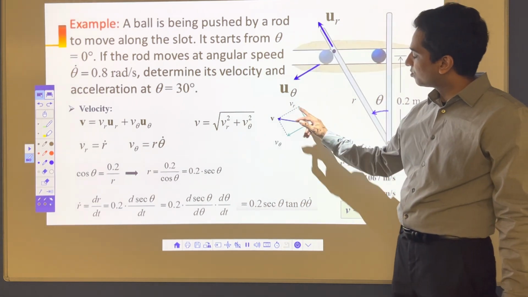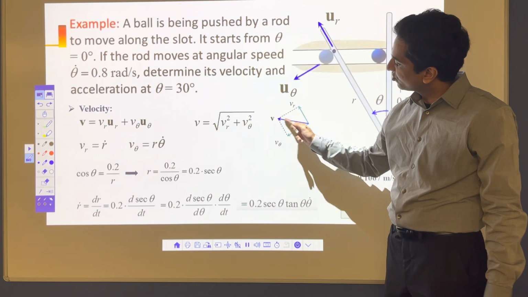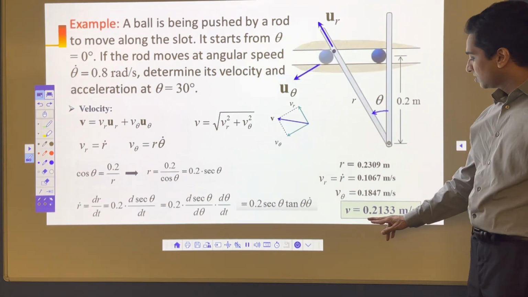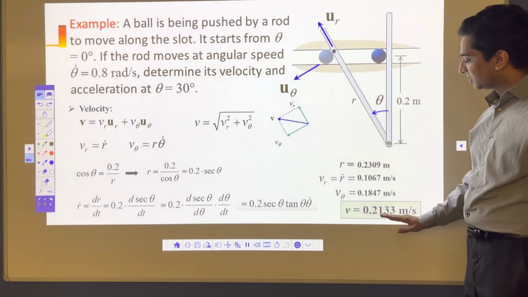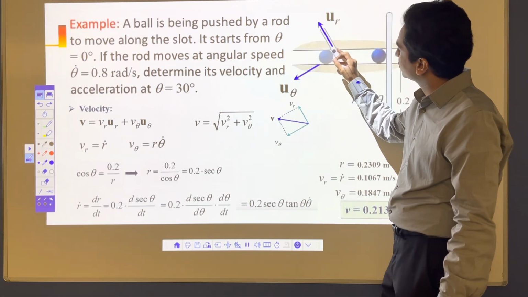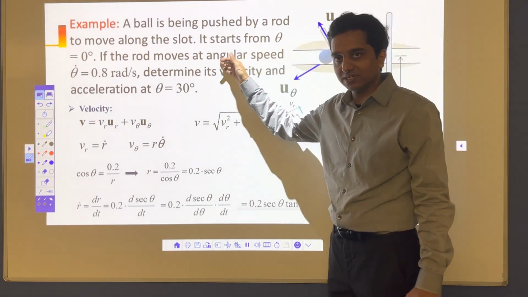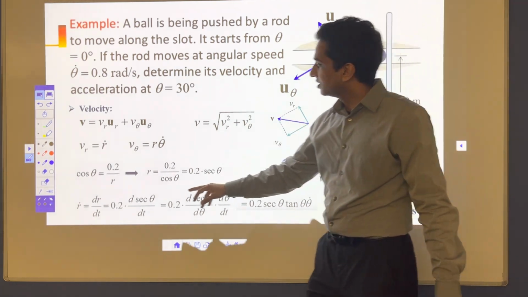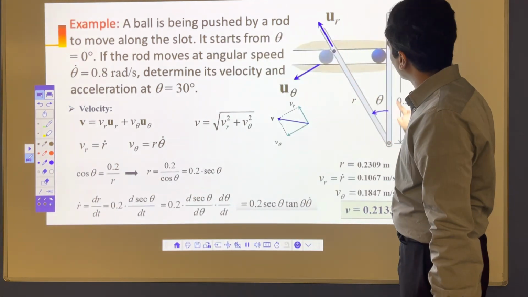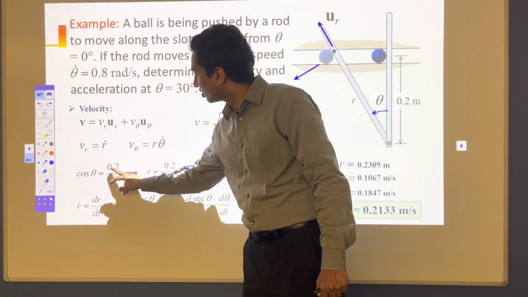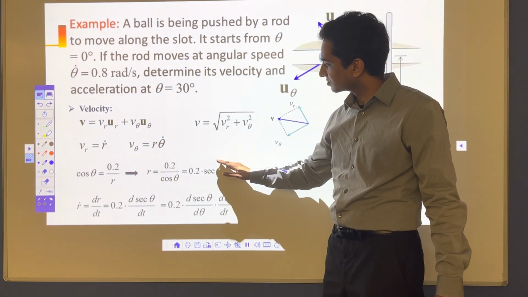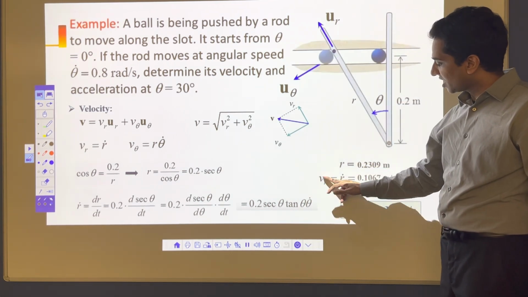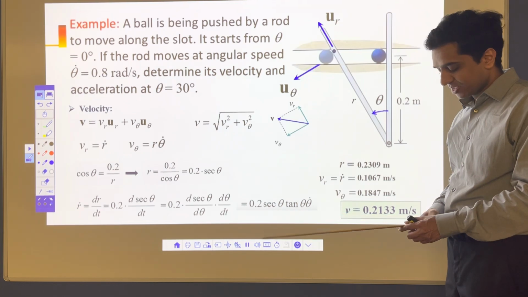Once I have these two components of velocity, I can calculate this V. I put Vr here, V theta here, and then I can calculate V as 0.213 meter per second. That's the velocity of this point, the velocity with which the ball is moving in this direction. So that's the problem: get the value of Vr, get the value of V theta, get the velocity. First, to get r from the trigonometry, cos theta is 0.2 by r, or r is equal to 0.2 sec theta. Find the derivative of r, get r dot, do the calculations, get Vr, V theta, get the velocity. That's the first part.